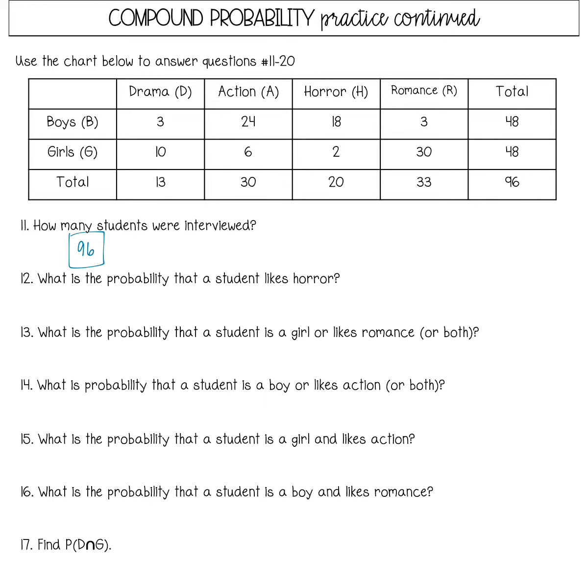Now, what is the probability that a student likes horror? Well, we look at the total number of students that liked horror, and that was 20. And then we're just going to put it over what we want to happen over how many possible happenings. 20 divided by 96, math frac, gives us 5 out of 24.